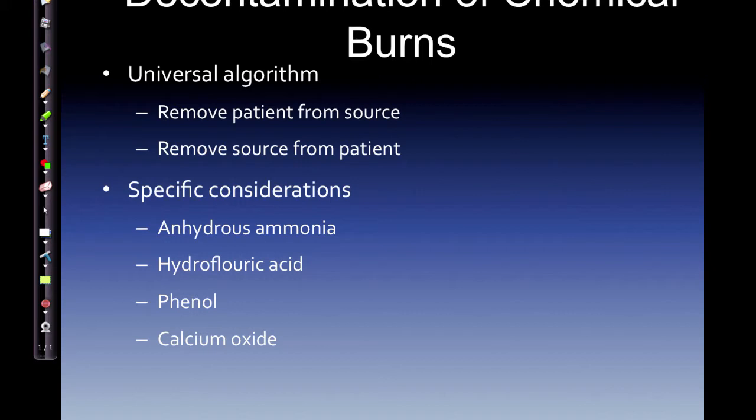Decontamination of chemical burns. The universal algorithm is to remove the patient from the source and remove the source from the patient. Specific considerations: anhydrous ammonia requires water immediately, within seconds of exposure. Hydrofluoric acid, immediate pre-hospital treatment is potentially life-saving. Proper decontamination includes flushing of affected skin.